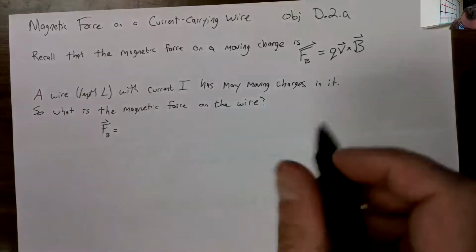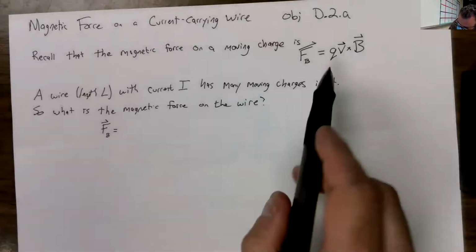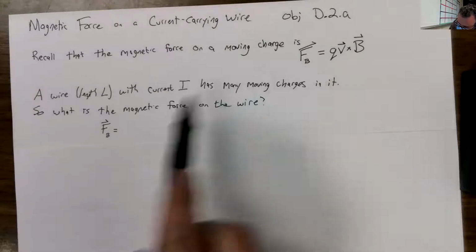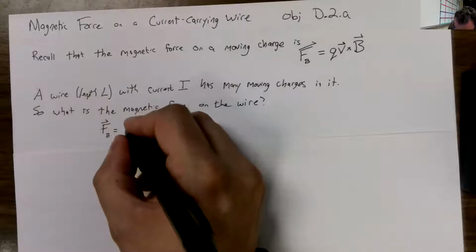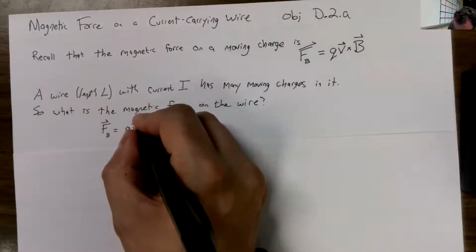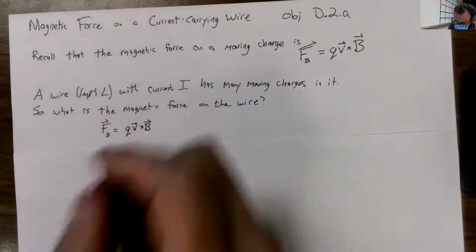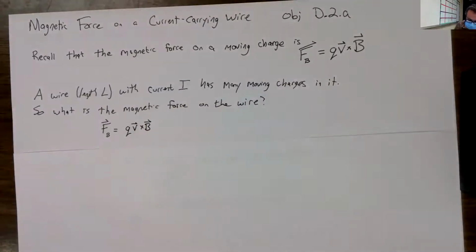Let's look at it a little more simply first. If we know that the force on a single moving charge, so one of the electrons in the wire, for example, is just Q times V cross B, how would I expand that to a wire that has many moving charges? Be the sum of all the charges. Yeah, so we would add up the force on each of the charges, right?